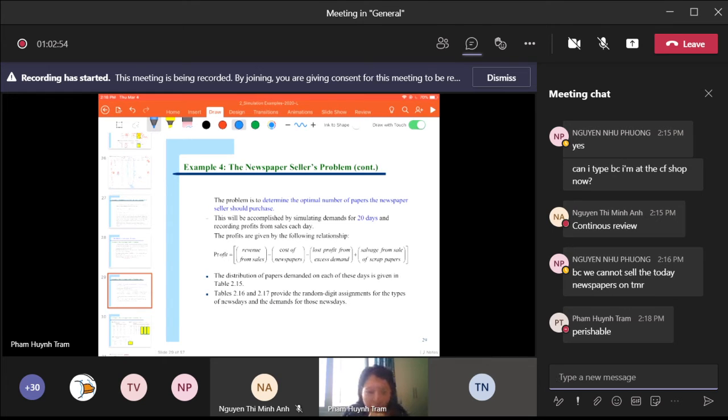Okay, so how do we deal with that problem in this example? Now, let's say we are the newspaper seller. So we also have to decide how many newspapers we need to get. Let's assume that it's a daily newspaper, so we have to get the newspaper early in the morning, and we do that every day. So we fix the review period. Okay, so we will go and get the newspaper every day to sell to the customer.